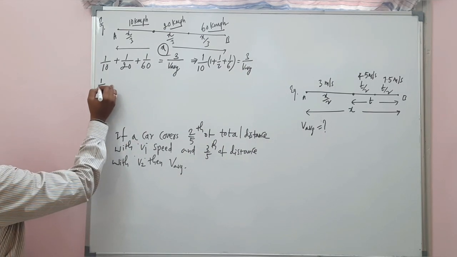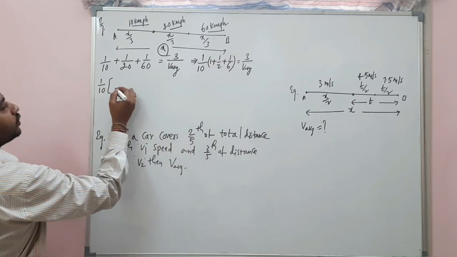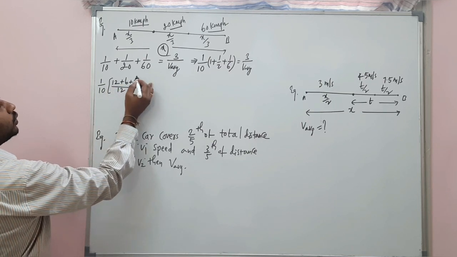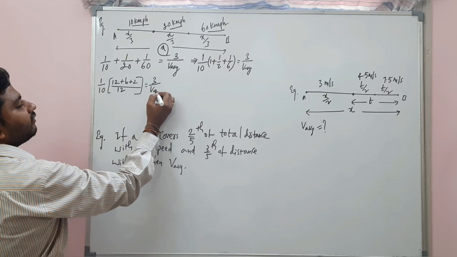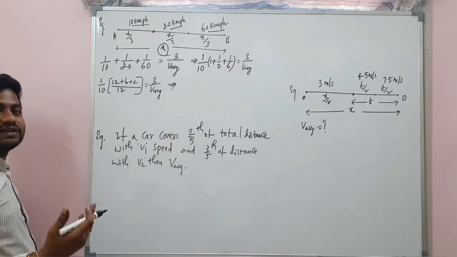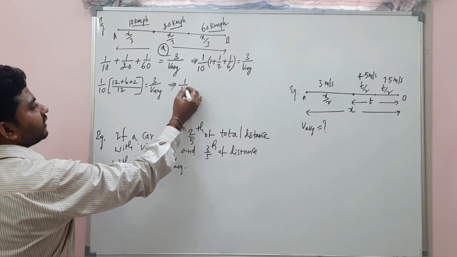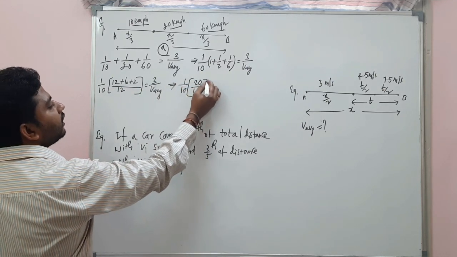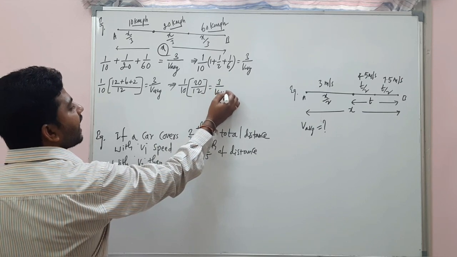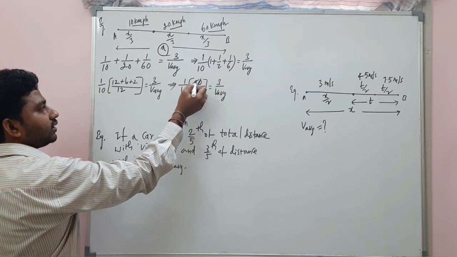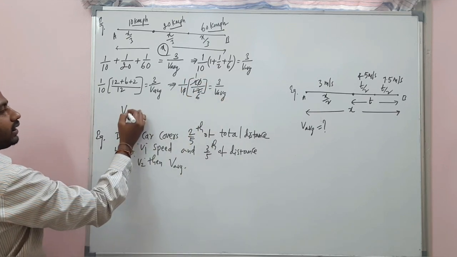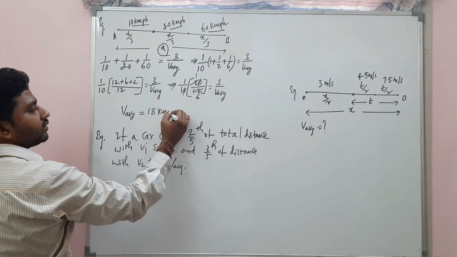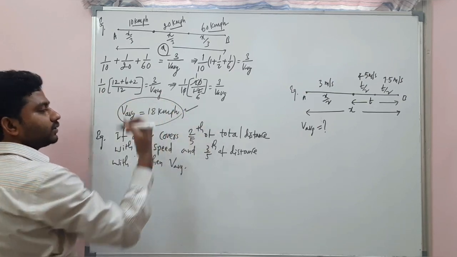Alright. 1 by 10. So here the LCM is 6 and the numerator will be 6 plus 3 plus 1, which is equal to 3 by V average. My dear students, I hope you understand the situation here. So 1 by 10 into 6 plus 3, 9, 9 plus 1 is 10, divided by 6, which is equal to 3 by V average. So the 10s cancel, and with cross multiplication you get average speed equal to 18. Everything is in kilometers per hour; this is also in kilometers per hour.